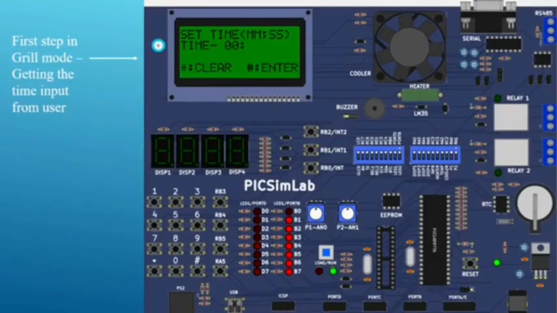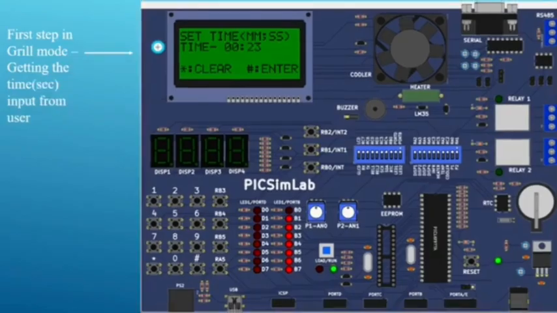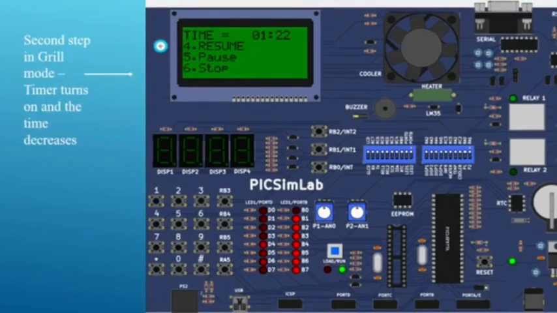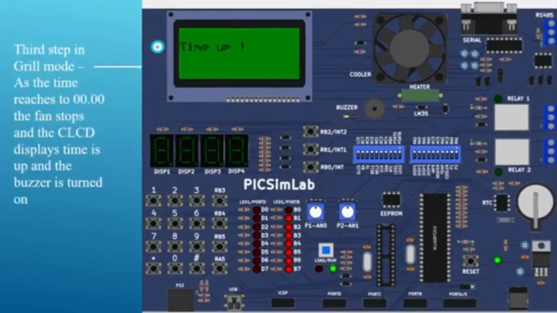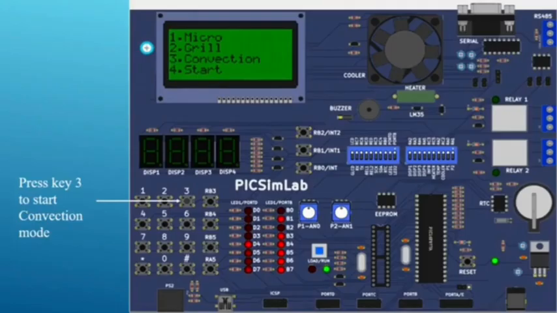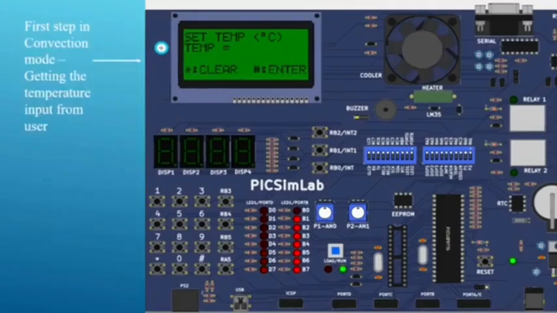When you want to start the grill, you have to press key 2. The first step is getting the time input from the user. Then the grill mode will turn on. The second step in the grill mode is the timer turns on and the time decreases. When the time comes to 00, the fan stops and the CLCD displays the time and it goes back to the cooking mode.